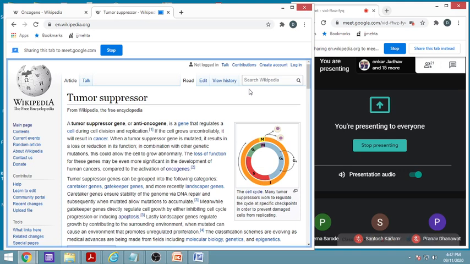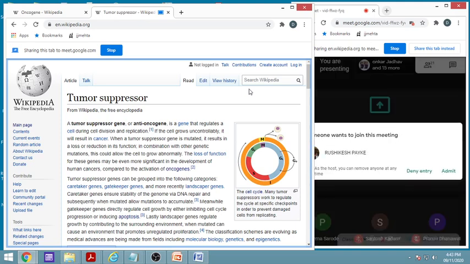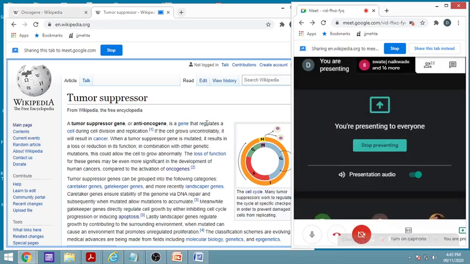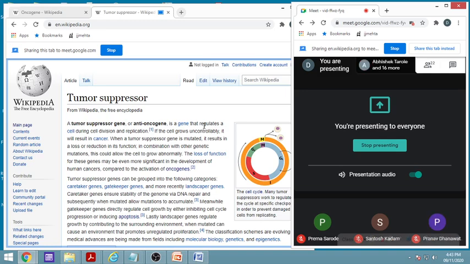The loss of function of these genes may be even more significant in the development of human cancer as compared to activation of oncogenes. This is very important. It means that in most cases the cause of cancer is not more activation of oncogenes, but rather failure of tumor suppressor genes. So tumor suppressor genes are very important in controlling cell growth and development. If these are normal, even oncogenes will not be able to do their work in a proper way. But if these are not there, then even without oncogenes, whatever development takes place will become uncontrolled and unregulated. So they are playing a comparatively more important role.